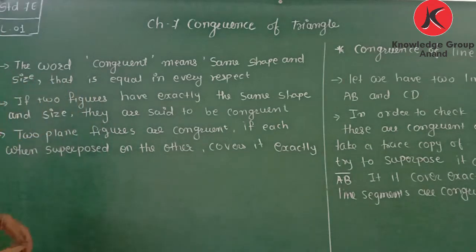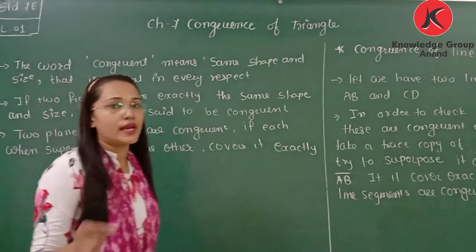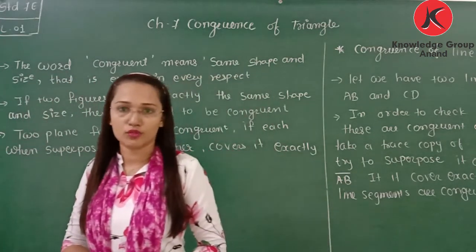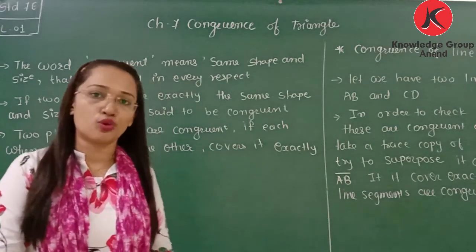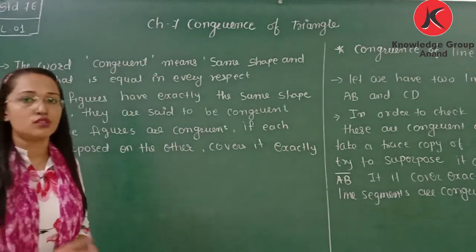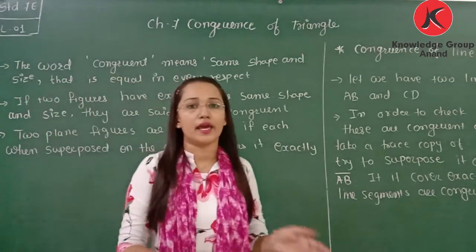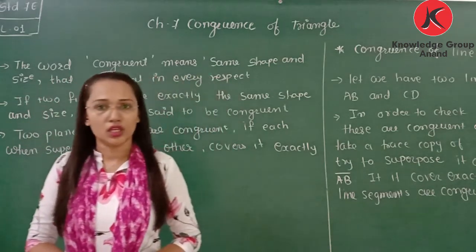So what is congruence? The word congruent means same shape and size, that is, equal in every respect. If two objects are exactly the same as each other, then they are called congruent objects. For example, a 10 rupees note. If you take two notes of 10 rupees, then they are congruent. Why? Because they are exactly the same as each other.